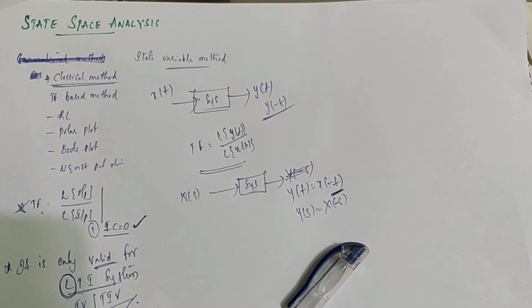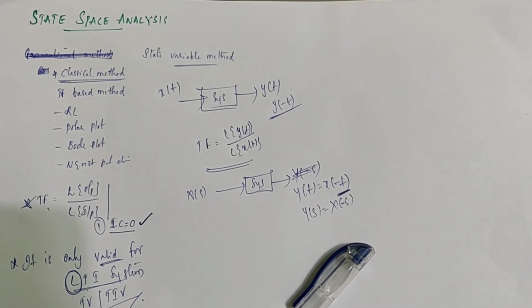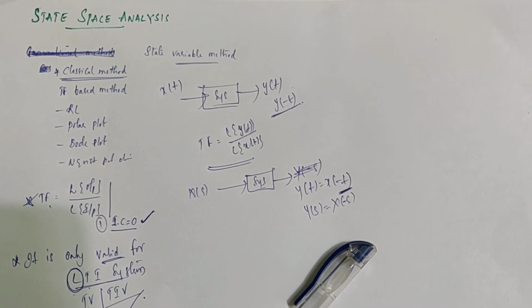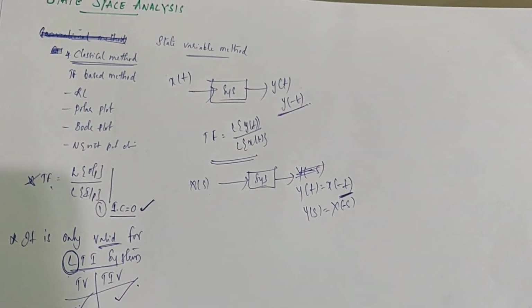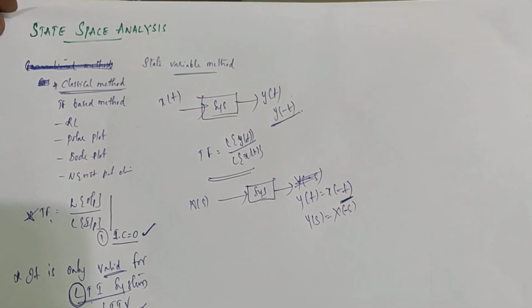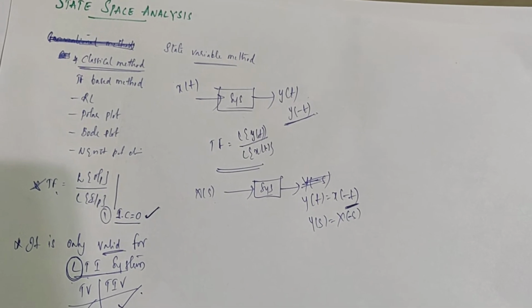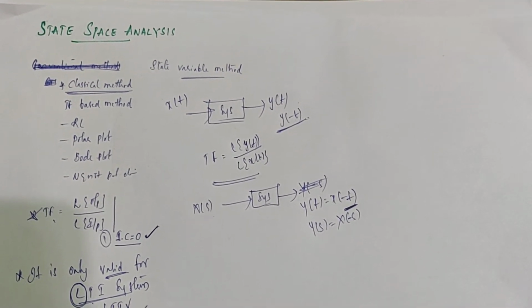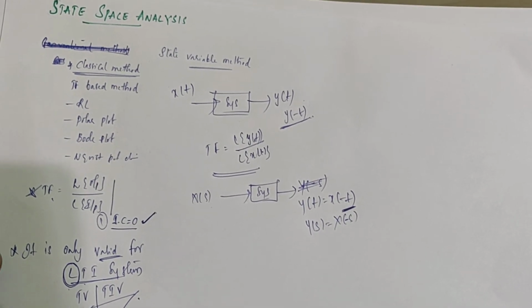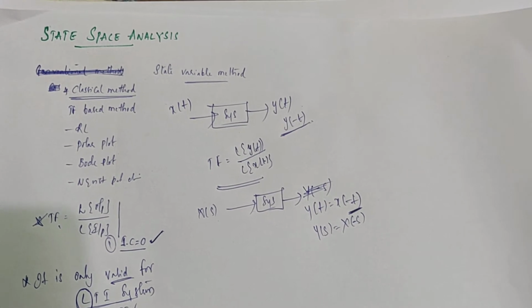State space analysis, or state variable analysis, the fifth unit in control systems. So what is the use of this state space analysis? Previously we discussed transfer function techniques, and we drew some of the plots like root locus, polar plot, Bode plot, Nyquist plot, etc. They are all conventional or classical methods.